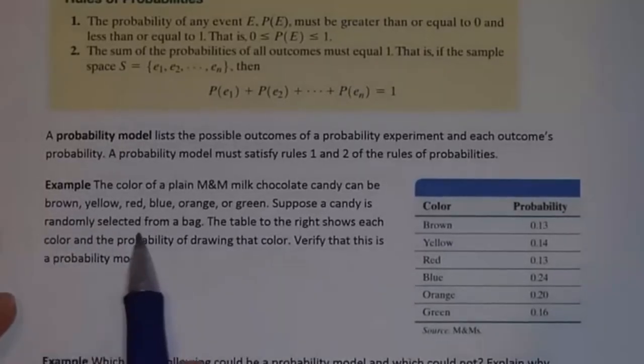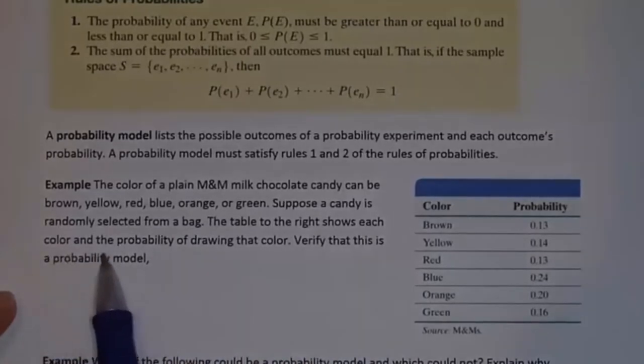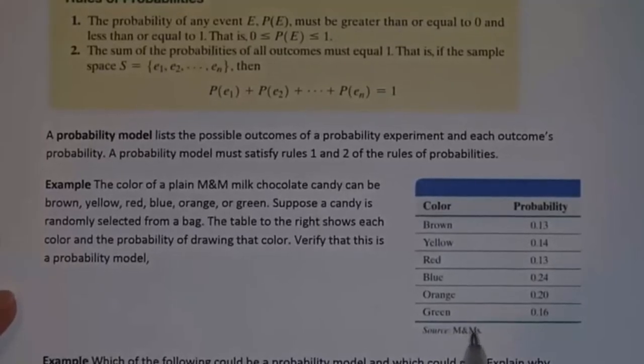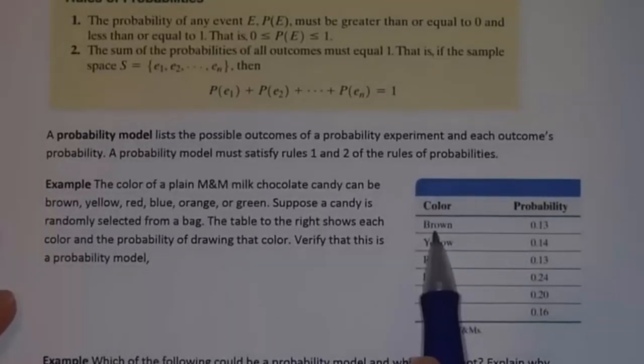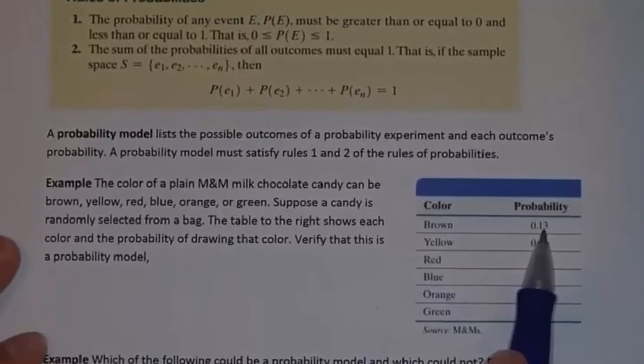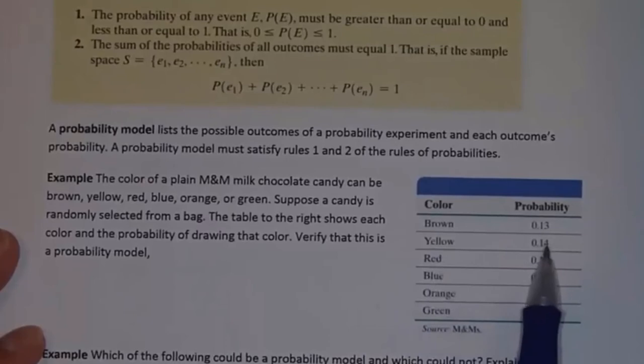Suppose a candy is randomly selected from a bag of M&Ms. The table to the right shows each color and the probability of drawing the color. And this information comes from the company, M&M Mars. So according to them, the probability of drawing out a brown M&M is 0.13. In other words, 13% of plain M&Ms are brown. The probability of drawing out a yellow M&M is 0.14. In other words, 14% of plain M&Ms are yellow. Red, 0.13, blue, 0.24, orange, 0.20, green, 0.16.